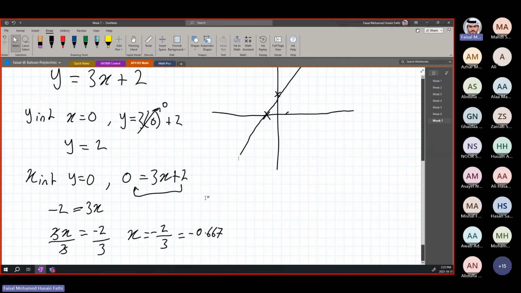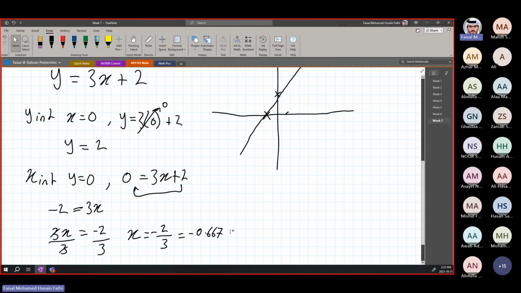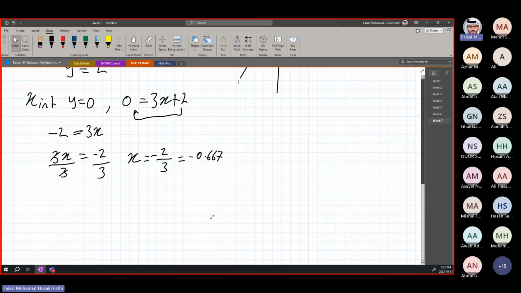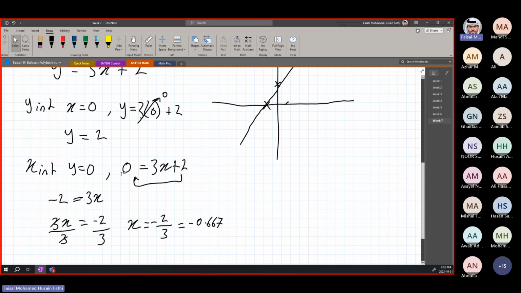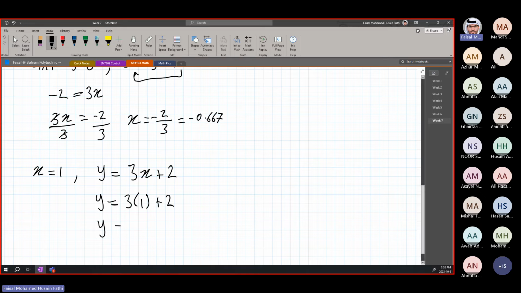Okay. In this case, we have a number with decimals, and it's not exactly clear how to plot this, since we don't have a box labeled 0.667. You can choose a third point to make sure. You can choose a third point like x is equal to 1. And then we will solve the same equation with x is equal to 1. So in this case, y is 3x plus 2. If we substitute this 1, it's going to be y is equal to 3 times 1 plus 2. Y is equal to 3 plus 2, which is equal to 5. So another point on this line should be 1, 5.